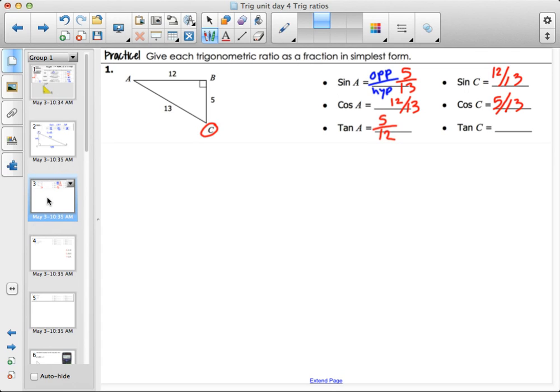And the tangent of C, remember that's the TOA of SOHCAHTOA, opposite over adjacent. Opposite side would be 12 over adjacent, which is 5. Okay, so just a little practice identifying these ratios. Let's test out another practice example after you guys have finished writing these down. You can pause the video if you need to.